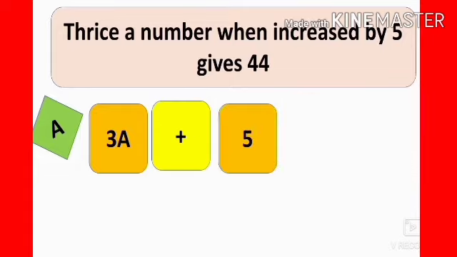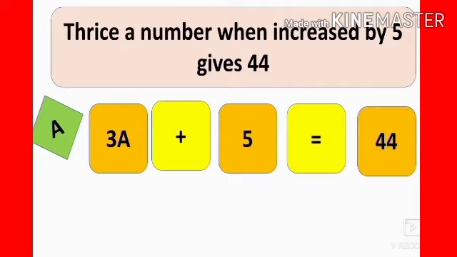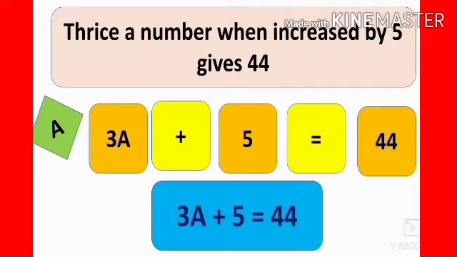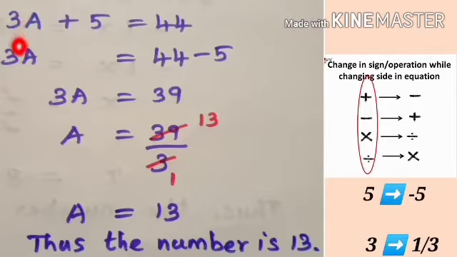And by 5. So here, thrice a number when increased by 5. And the word gives represents the equality sign, which is equal to 44. Finally, we get 3a plus 5 equal to 44, which is the required algebraic equation for the given verbal statement. So, students, the given verbal statement is converted to an algebraic equation as 3a plus 5 equal to 44.